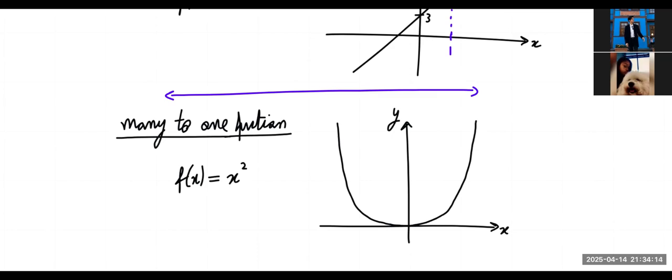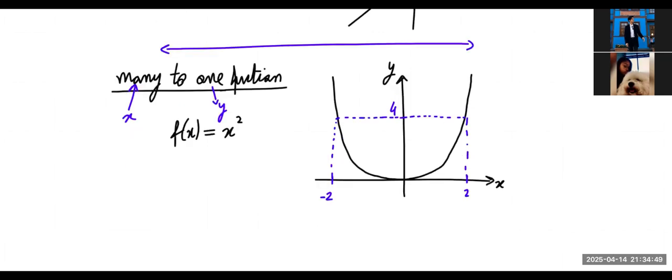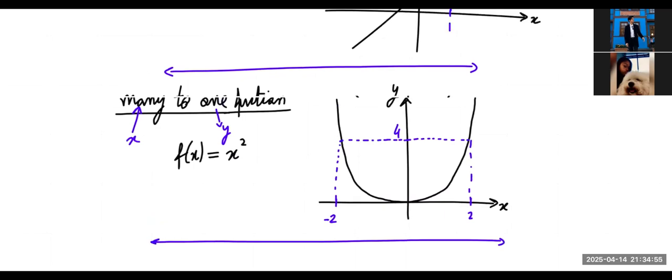Now, if you notice that when x is negative 2, what is y? What is y when x is negative 2 in this function? 4. And what is y when x is 2? 4 again. So, many x values, same y value. So, many to 1. Many x values give you the same y value. So, this is called a many to 1 function. Is this clear?